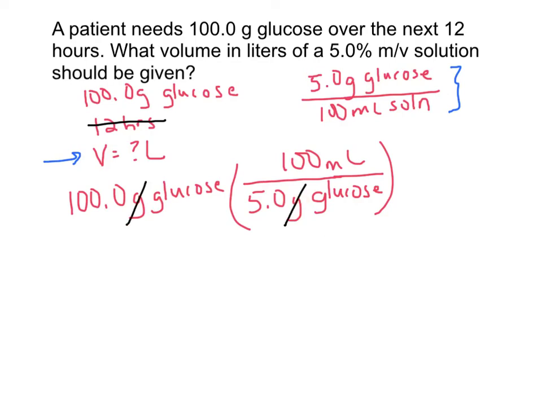I'm left with milliliters, but my problem is asking for liters, so I need to do one more step and go from 1,000 milliliters to 1 liter. Now my units of milliliters cancel out. When I look at my units, the only unit I have left is in fact liters. So now I can actually do the math. I take 100 times 100 divided by the 5, then divided by 1,000, and I get 2 liters.